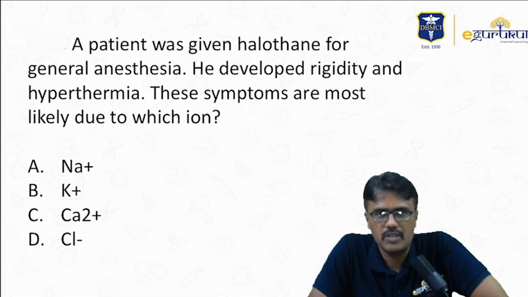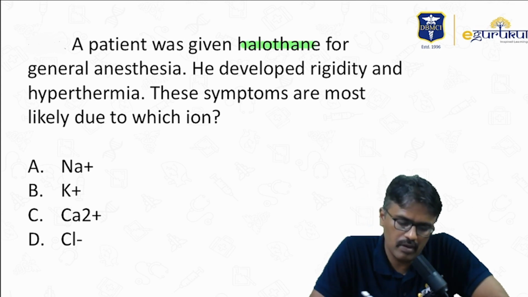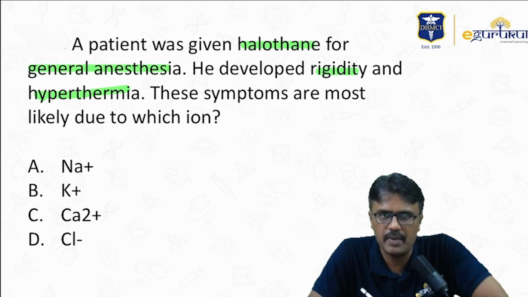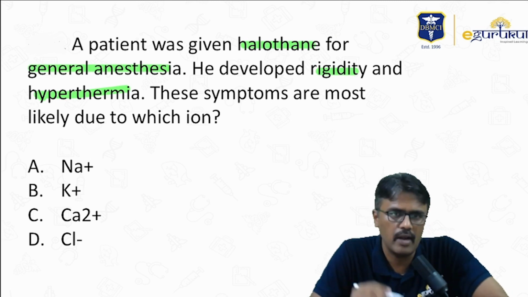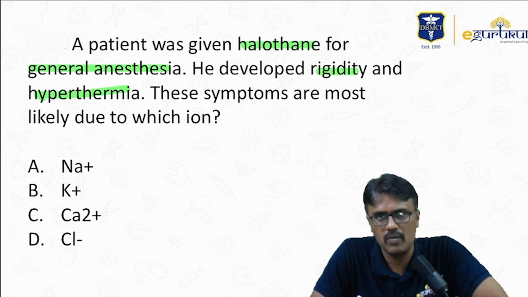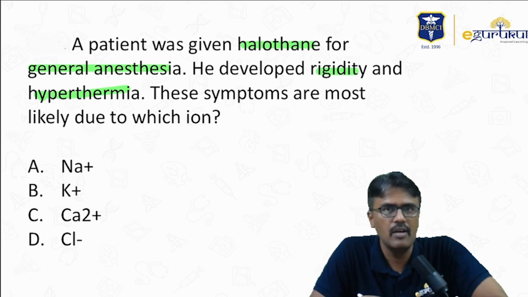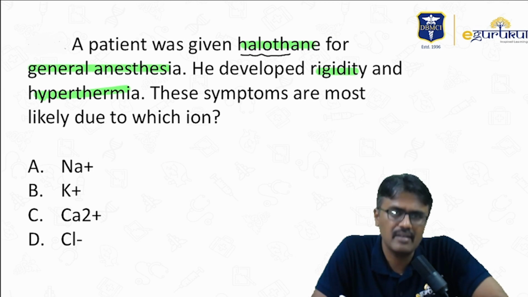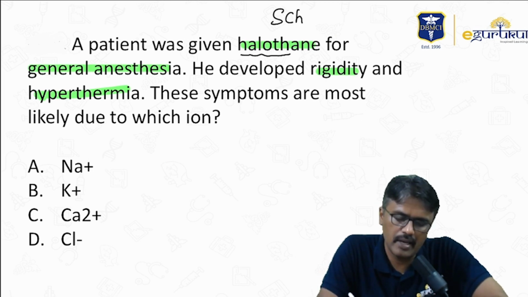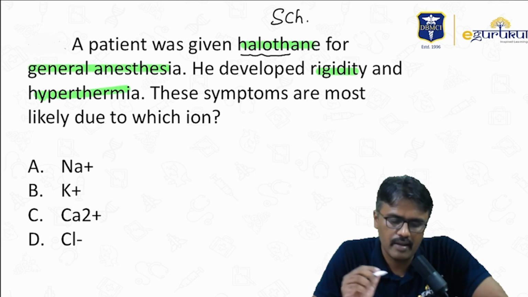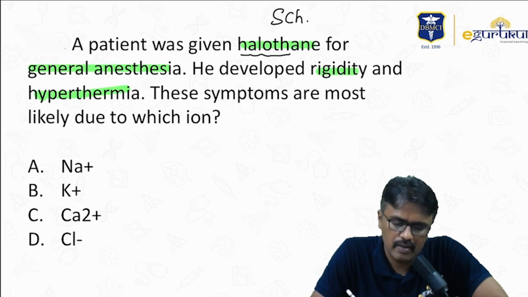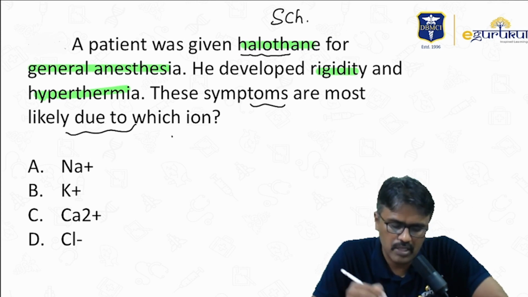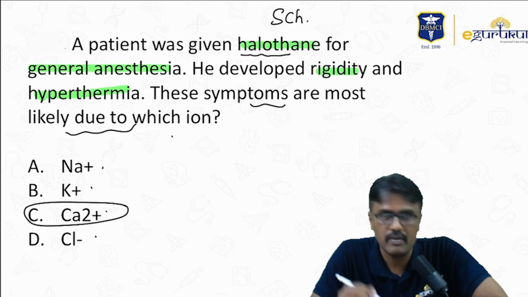Moving on to the next question. A patient was given halothane for general anesthesia. He developed rigidity and hyperthermia. So muscle rigidity and hyperthermia with a general anesthetic like halothane points towards malignant hyperthermia. Certain anesthetics like fluorinated anesthetics such as halothane, and some muscle relaxants like succinylcholine, can cause this malignant hyperthermia. These symptoms are most likely due to which ion? Sodium, potassium, calcium, or chloride. It is mainly because of calcium.